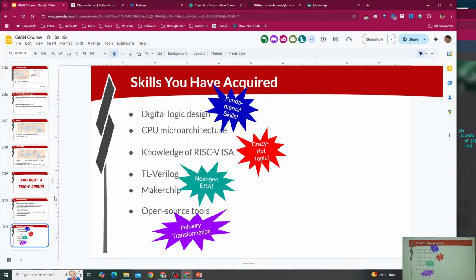You learned transaction level Verilog and Microchip technology. We used the tiny tape out flow, which is all built on open source tools. So the fact that we can now use an entire open source tool stack to implement an ASIC is a rather remarkable thing that is new to the industry, and really opens up opportunities for academia to collaborate where it was shut out before by the proprietary nature of all these tools.